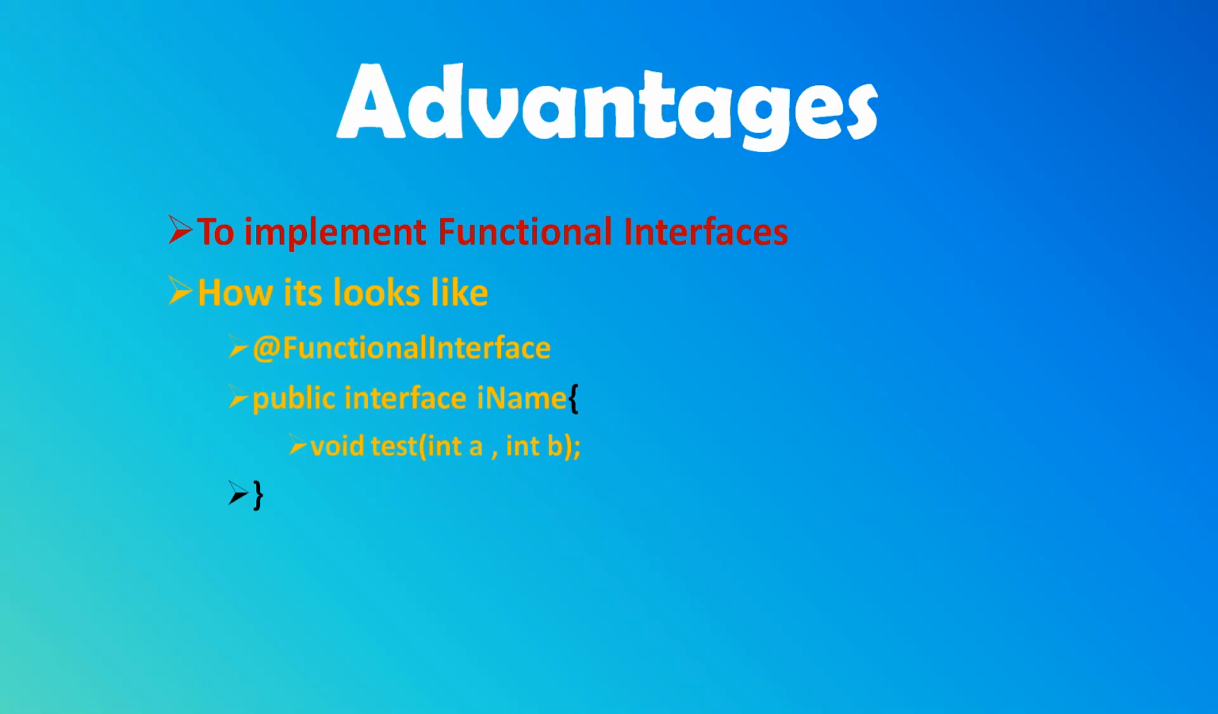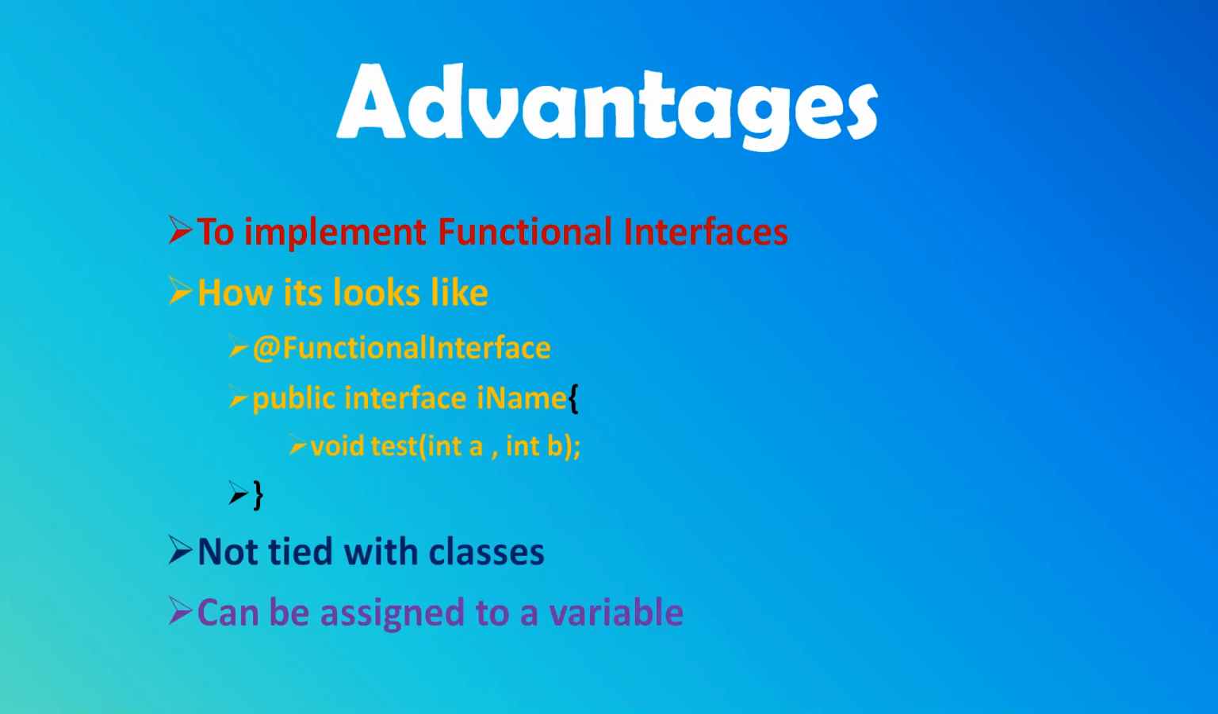We do have existing functional interfaces available prior to Java 8, like our Comparator and Runnable interfaces. Those are all functional interfaces only. And as I said, it's not tied to any class and can be assigned to a variable.